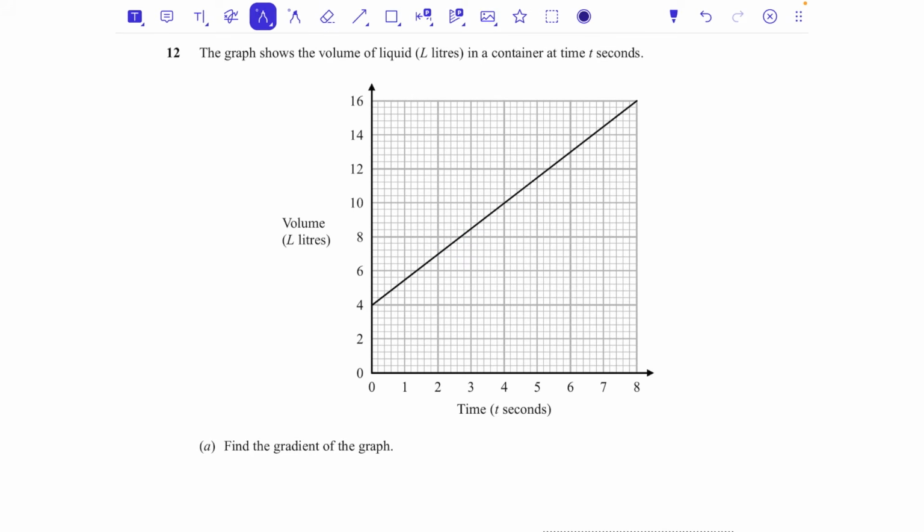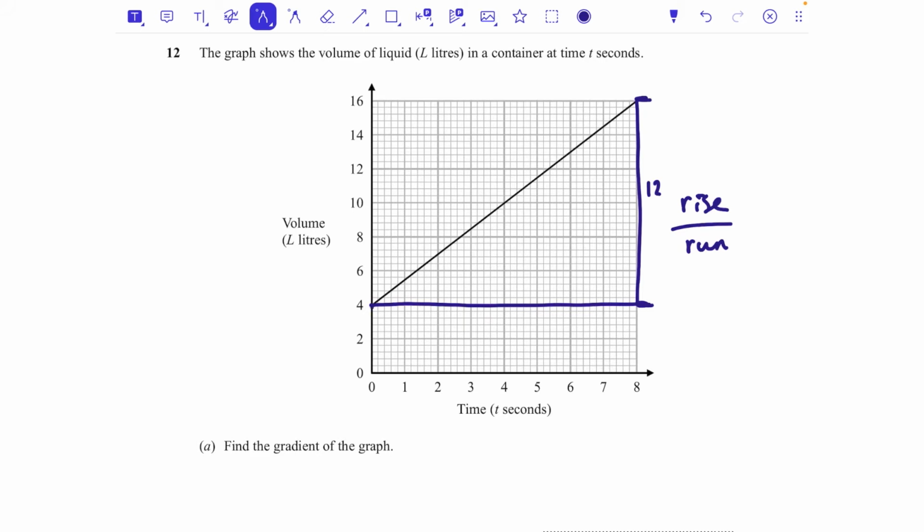I'm going to make a big triangle. So I'm actually going to use the whole line because why not? And gradient is rise over run, or change in y divided by change in x. So the rise, we're going from 4 up to 16. The rise has actually gone up by 12 there because we started at 4 and we're going up to 16.